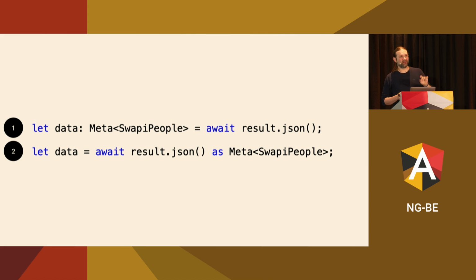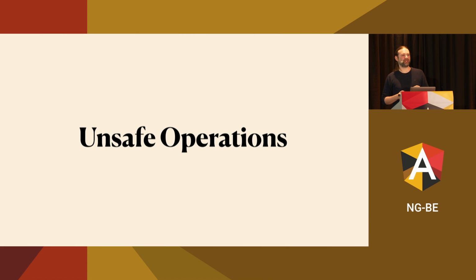I like to call those things unsafe operations. Unsafe operations is where TypeScript needs a little bit extra help from us to say, well, this is something that could go wrong. This is a special syntax we use for that. And with the as MetaSwappyPeople, we are also able to find it later on. If something breaks, we can just do a full text search for as, and then we have all our situations where stuff goes wrong.